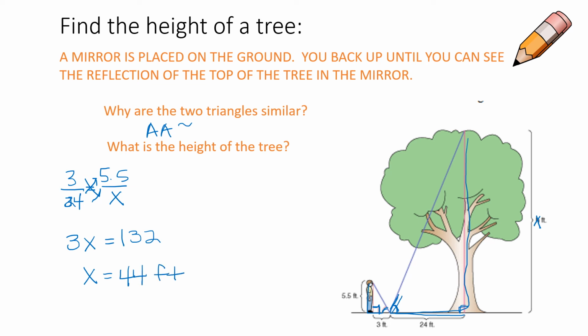So this tells me, since x was the height of my tree, that the height of my tree should be 44 feet. Again, I was able to use AA similarity because these bottom angles must be the same when you back up to see the top of the tree. And when you compare those similar triangles, the scale factor has to be the same. So 3/24 would have to be the same scale factor as 5.5 over x. So again, the height of the tree should be 44 feet.